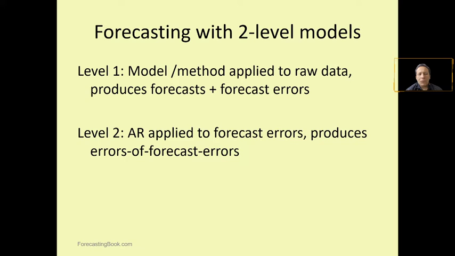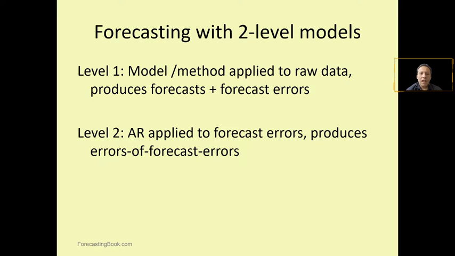So level 1 is to model our raw data and produce forecasts and forecasting errors. I think at this very moment you are able to do that, because you are able to find statistics that relate to the errors, especially for predictive accuracy. Yes, root mean square errors, mean errors, etc.